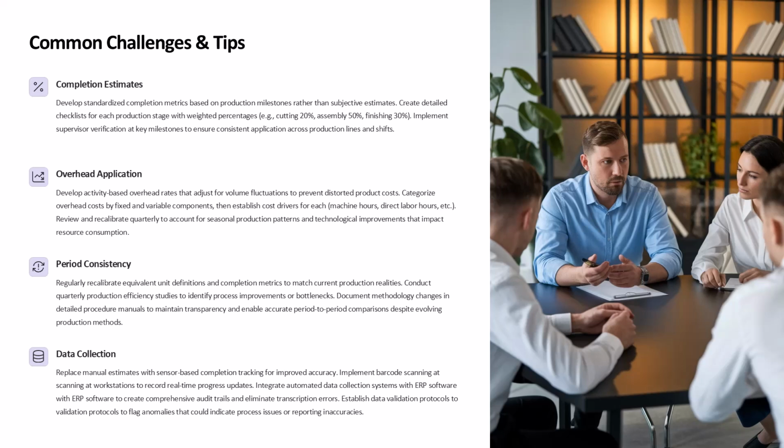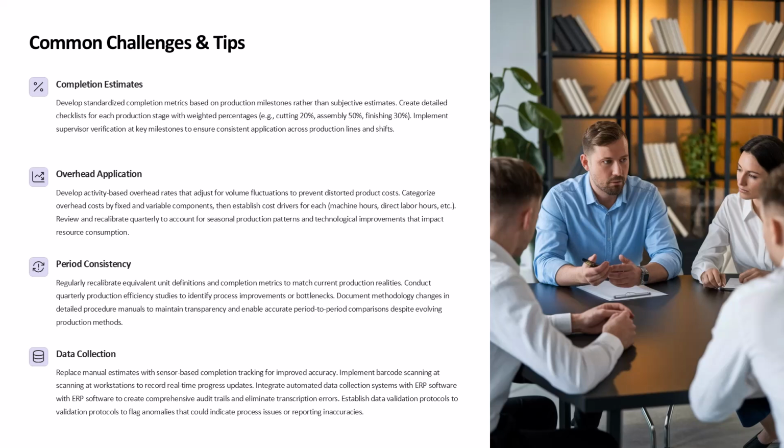The solution: develop standardized completion metrics based on production milestones rather than subjective estimates. Picture a cosmetics manufacturer like Revlon defining specific completion percentages for each production stage. Mixing is 30% complete, filling is 60% complete, packaging is 85% complete.